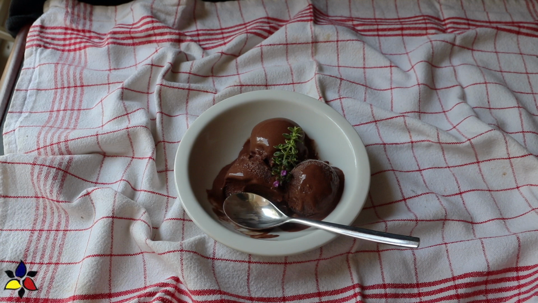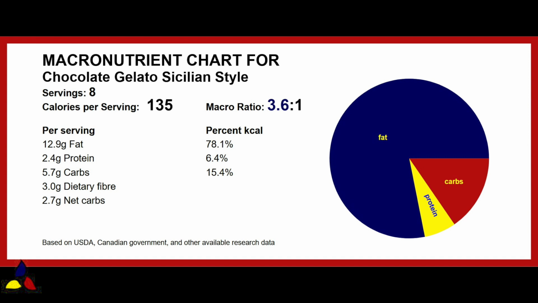In order that you can decide how many scoops of this delicious chocolate gelato you can enjoy, the macronutrient ratio is 3.6 to 1, with 5.7 grams of total carbs, 3 grams of dietary fiber, resulting in 2.7 grams of net carbs per 150.5 grams or 5.3 ounces of gelato per serving.